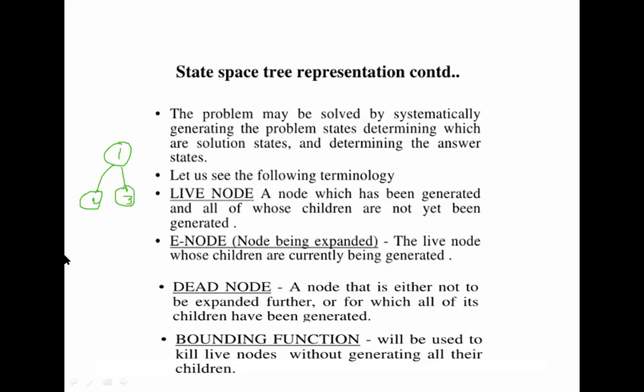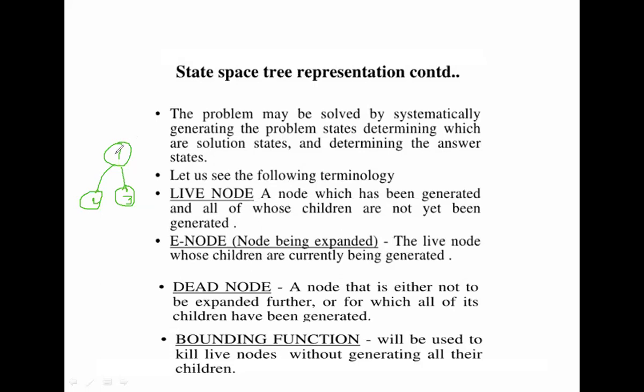So these children are not generated. Here, node 1 is a live node, and node 2 and node 3 are live nodes. Live node here means it has been generated, but all of its children are not yet generated. Okay. So here 2 children are generated. 2 and 3 are live nodes.